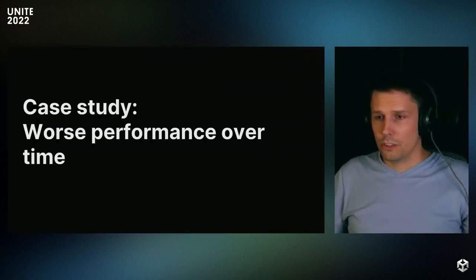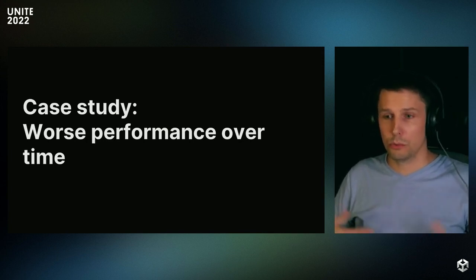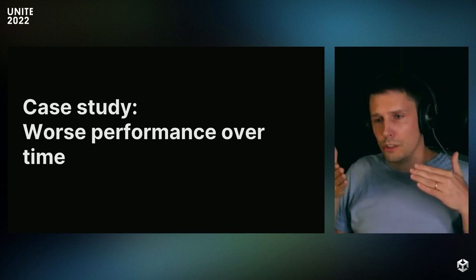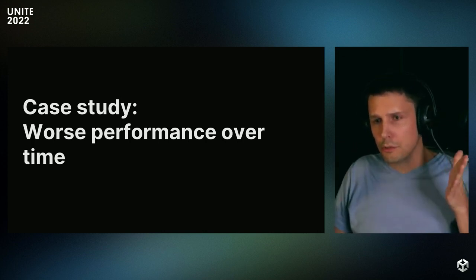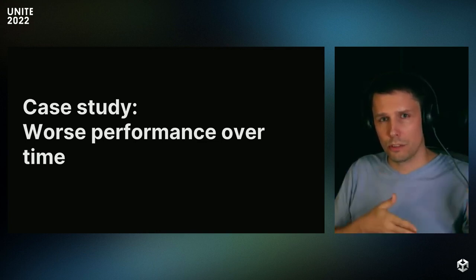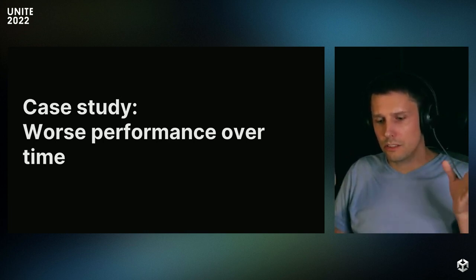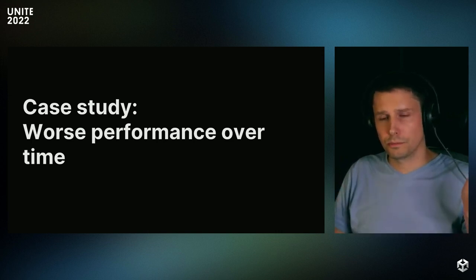Okay, so the first case study we're looking into here is worsening performance over time. And this is something we noticed as soon as we had a game ready to play. V-Rising is a server-based game. So we have servers that are up for many hours or even days. After a few hours, we noticed the performance was significantly worse than a freshly started server. And just looking at the profiler, there was nothing in particular that stood out. It was just all across the board, it was slower.